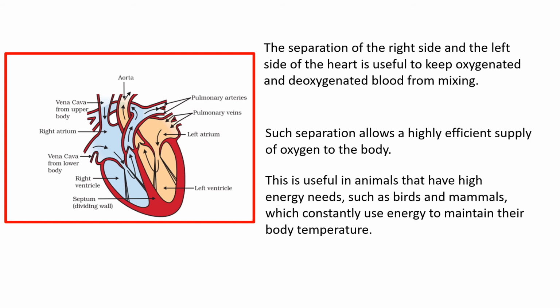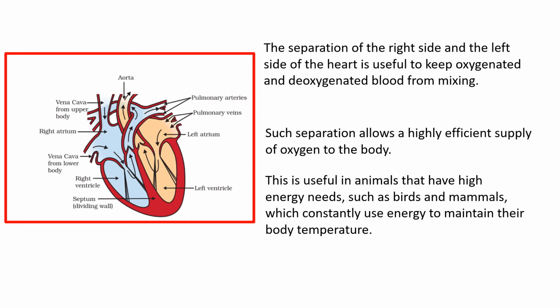As we know, on the left side there is a valve which separates the left atrium and left ventricle. It is called the mitral valve. And the function of these valves is that they prevent backflow of the blood. So the oxygenated blood doesn't flow backward. So the mixing of oxygenated with the deoxygenated blood is prevented.